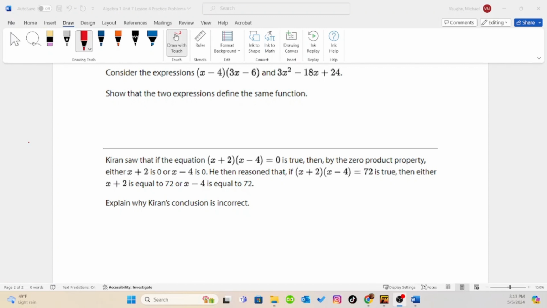Next question. Consider the expressions (x minus 4) times (3x minus 6) and 3x squared minus 18x plus 24. Show that the two expressions define the same function. So the first one is in factored form, and the second is in standard form.